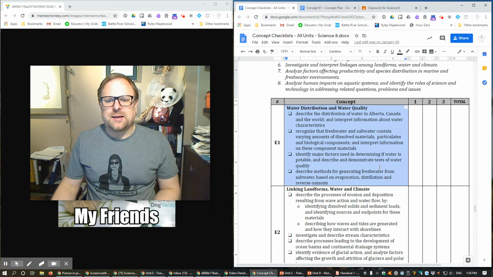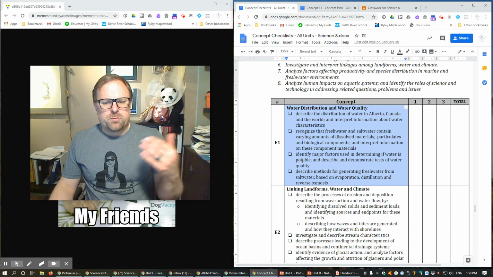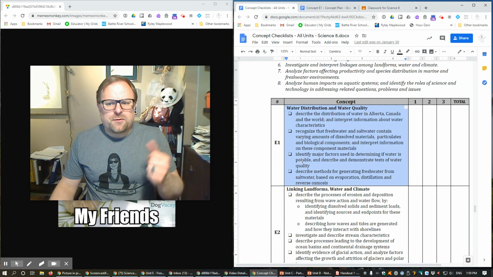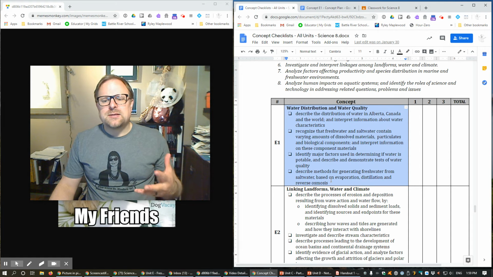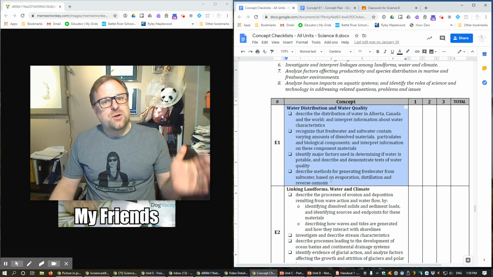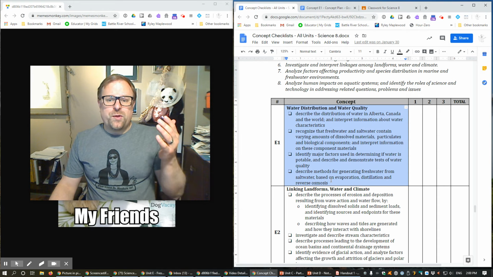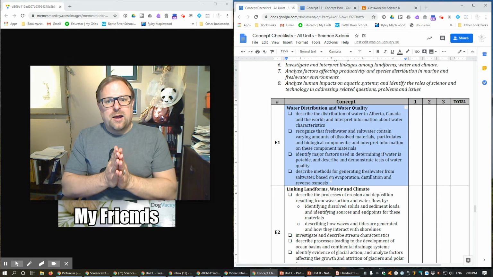We're going to identify major factors used in determining whether water is potable. I've heard both terms. Basically, can we drink it? Is it safe for us to consume? And then we're going to get into talking about how we can actually turn salt water into fresh water and what those processes are. So there's a bunch of stuff going on, and we're going to work our way through that.